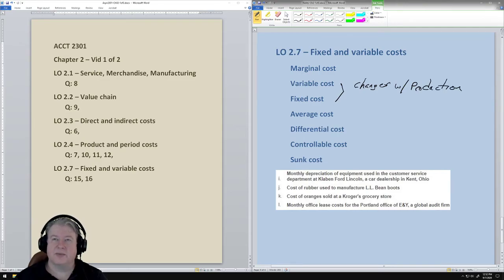So in other words, if I make 10 bikes, well, I'm going to buy 20 wheels. If I make 100 bikes, I'm going to buy 200 wheels. So that would be a variable cost. The amount that I spend on wheels changes with how much I produce. A fixed cost is it does not change. Does not change with production.